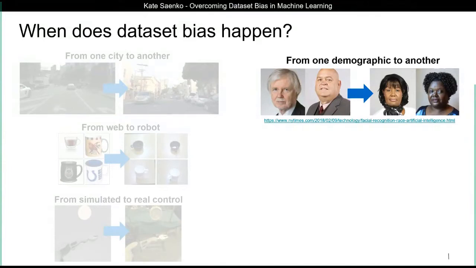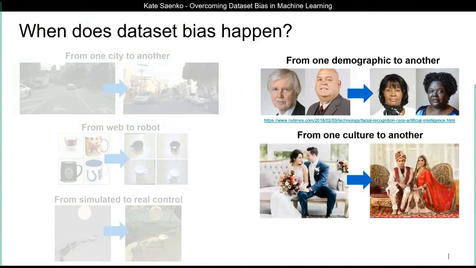This could also happen with different cultures. Let's say you're classifying weddings and you trained on Western weddings from Western cultures. And then at test time, if you get an image of a wedding from a different culture, your classifier will not generalize very well, will not be able to recognize it. So there are lots of different ways that data set bias could happen.